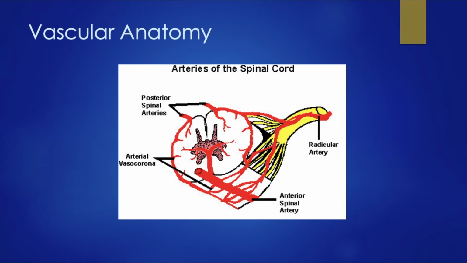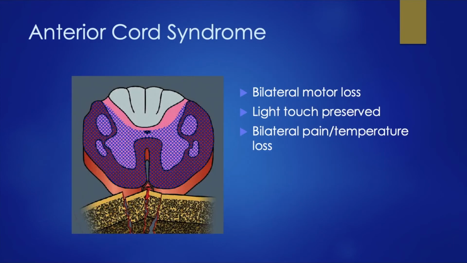To understand the other syndromes, we have to discuss the vascular supply of the spinal cord. A single anterior spinal artery supplies the anterior and lateral spinal cord, including the bilateral spinothalamic tracts and bilateral corticospinal tracts. Two posterior spinal arteries supply the dorsal root entry zones and the dorsal columns. The anterior spinal artery is more prone to infarction than the posterior spinal arteries.